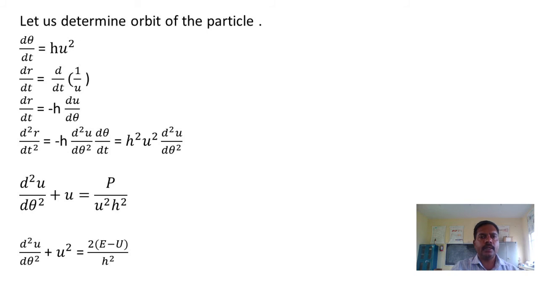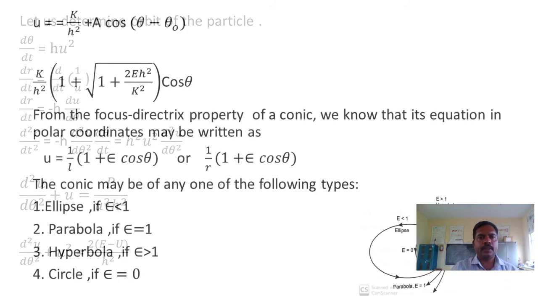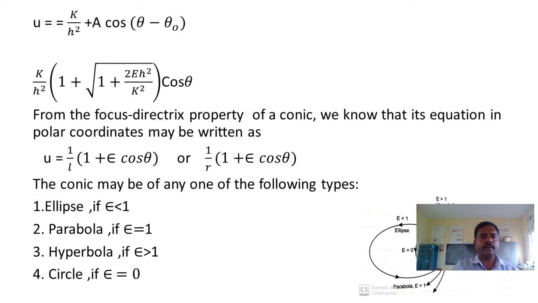So, by undergoing the mathematical steps, we arrive at the equation u equals k by h square plus A cos(theta minus theta naught), which leads to k by h square into 1 plus root of 1 plus 2 E h square by k square into cos theta. From the focus-directrix property of a conic, we know that its equation in polar coordinates may be written as u equals 1 by r equals L into 1 plus epsilon cos theta.